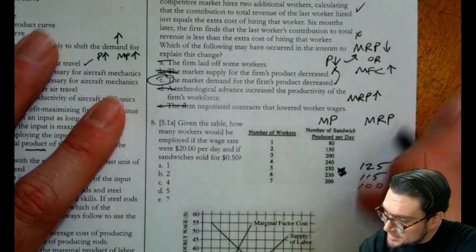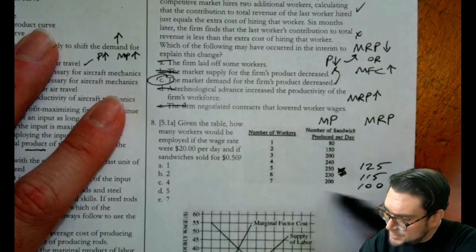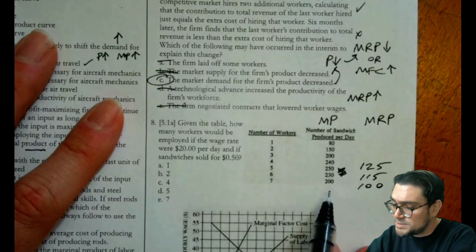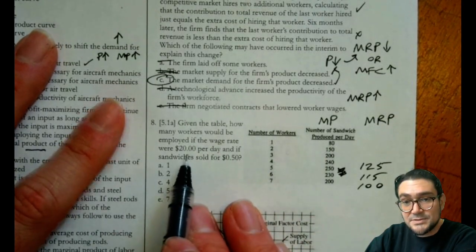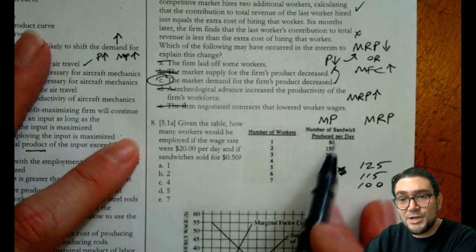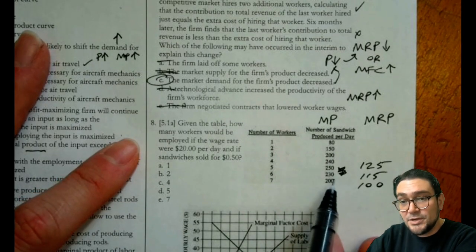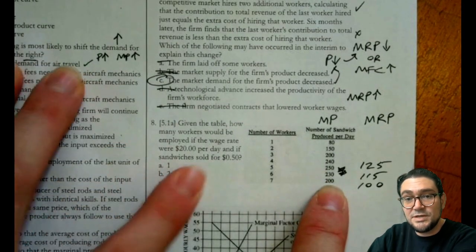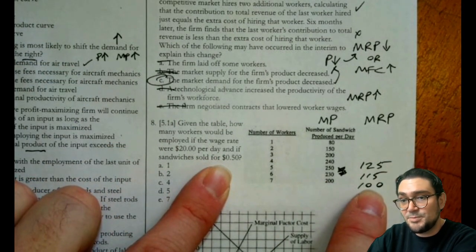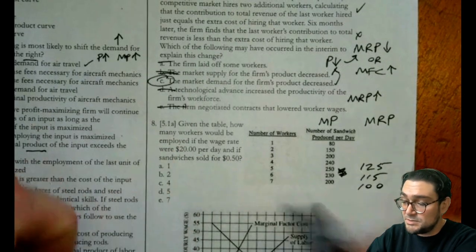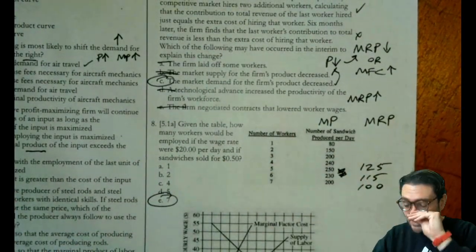Let's see. I would hire all of them. I would hire all these workers. And that's because the wage rate's $20 a day, which I don't know how you're going to find a sandwich maker making $20 a day. But here, the number of sandwiches produced per day is 200. The sandwiches are 50 cents, so they're producing an MRP of 100, and they're only $20. So I'm going to hire all 7 of these. I'm going to keep hiring beyond that even.